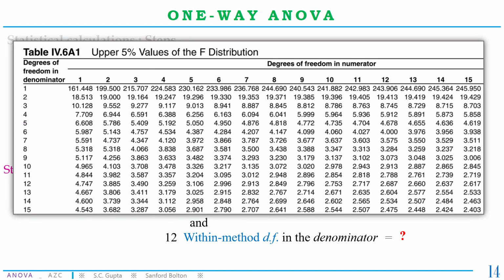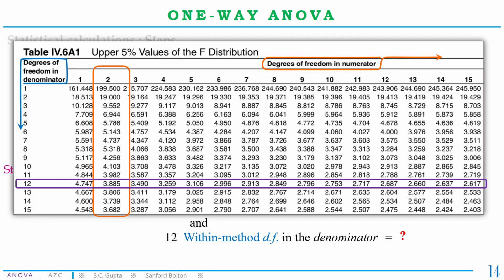Let us see the F distribution table with 5% alpha level. Headings of the columns are degree of freedom in numerator, and headings of the rows are degree of freedom in the denominator. For this exercise, between method degree of freedom is 2, and within method degree of freedom is 12. So, select 2 in the numerator and 12 in the denominator. Thus, tabulated F value found is 3.885.